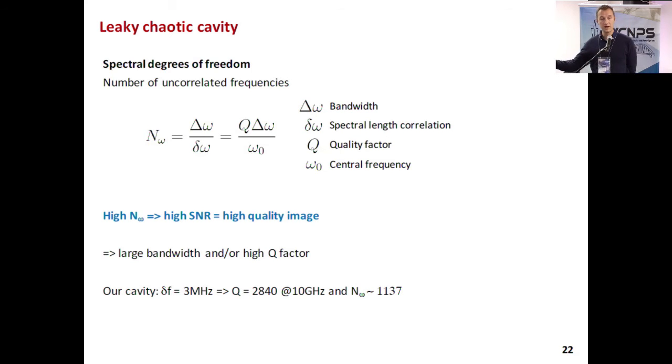So if you have a very high number of degrees of freedom, then you will have a very good image, basically. If you look at this formula, what you want is a large bandwidth, a large delta omega, or better, both, but if you cannot, you want a high quality factor. For our cavity, we have estimated the spectral length of correlation to be 3 megahertz. So we know delta omega, so we deduced the Q factor to this value, and we have more than 1,000 degrees of freedom.